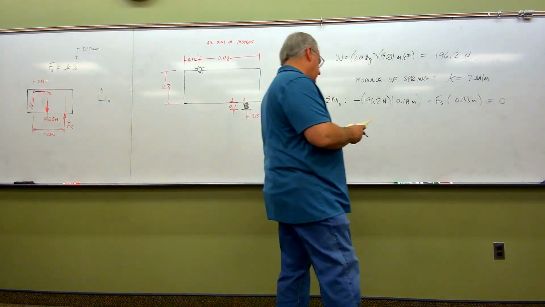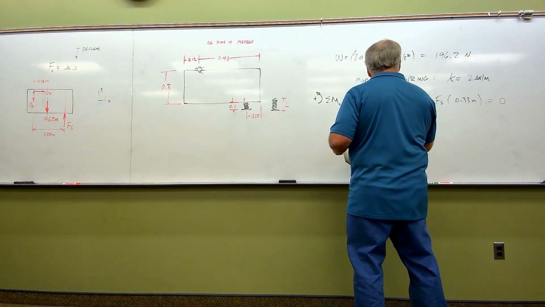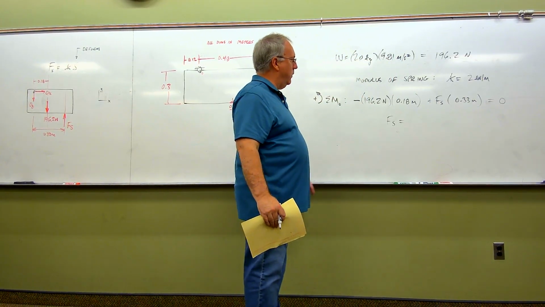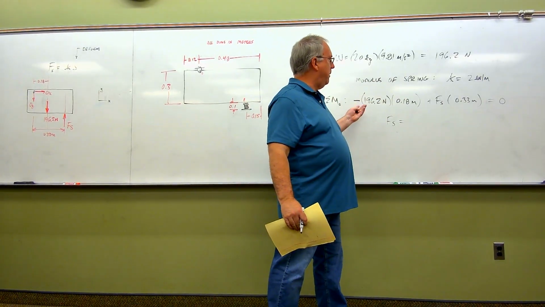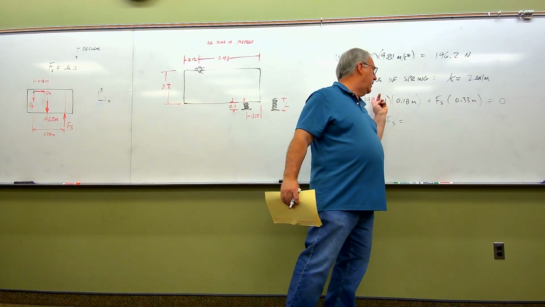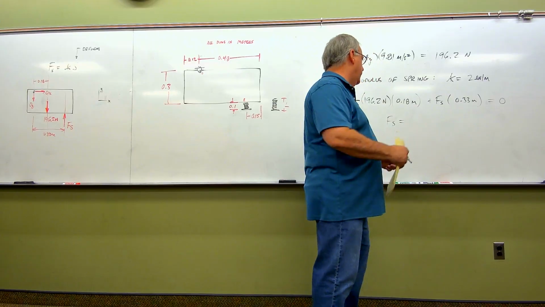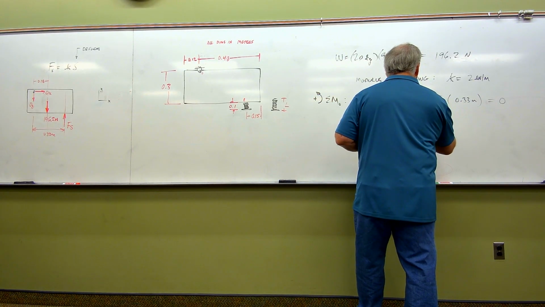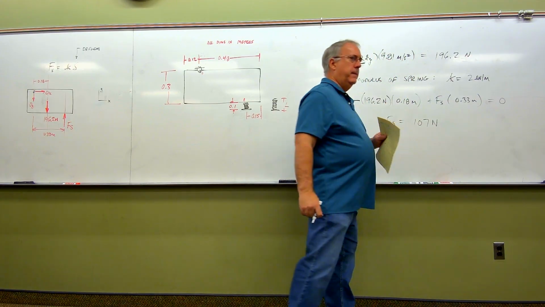If we do this and we solve for Fs, we're going to find out that Fs ends up being, of course I'm not going to write it all down here, folks, but this whole term here is going to become positive on the other side of the equal sign. We're going to move that over there, divide by 0.33. And when we do that, folks, we're going to find out that Fs is equal to 107 newtons.